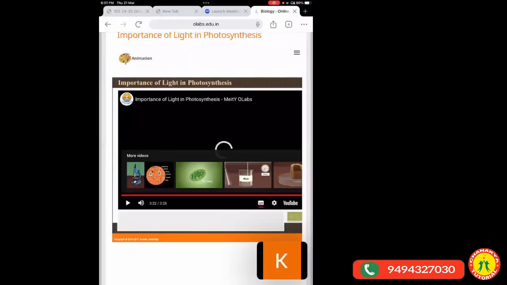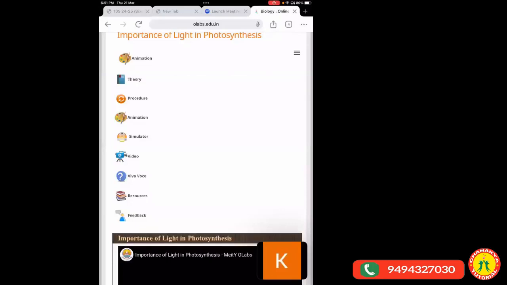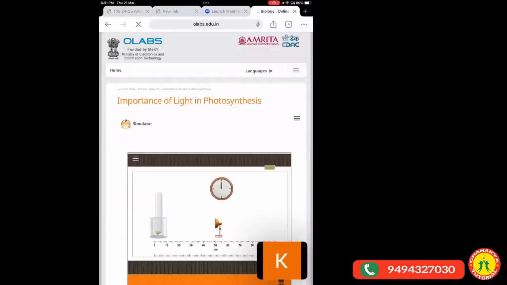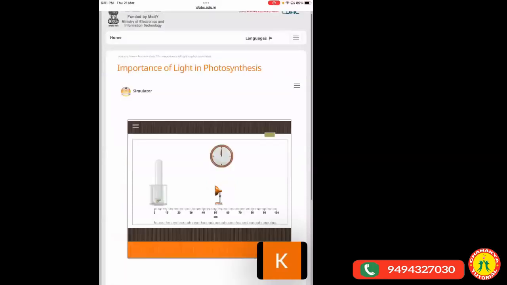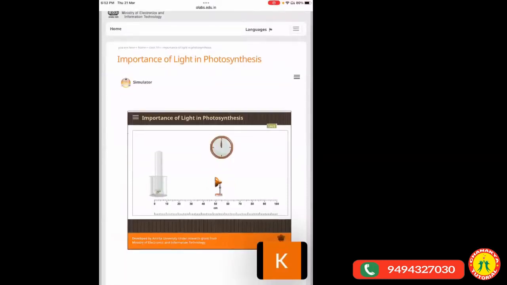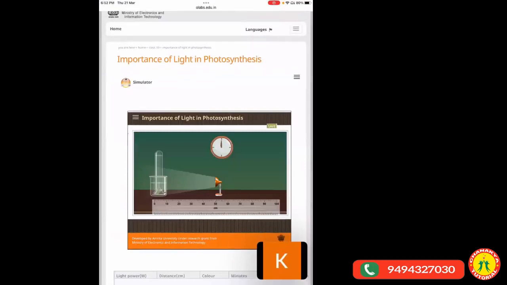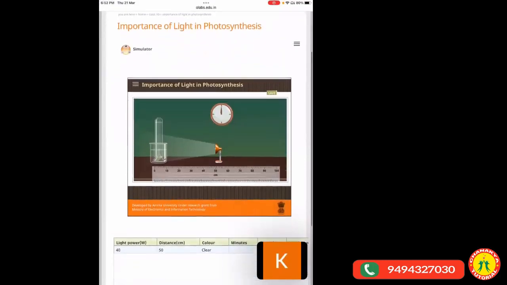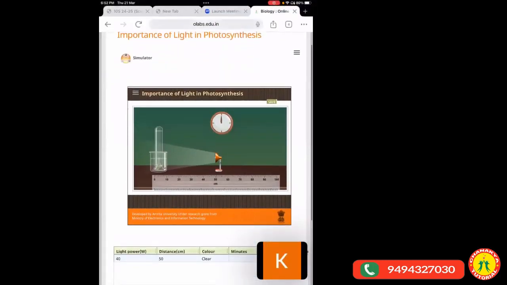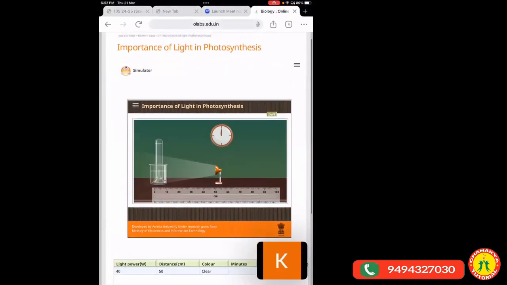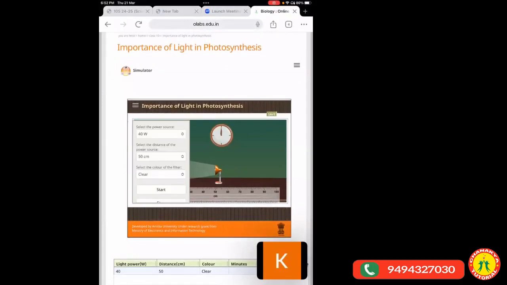We'll go to the next part now. So this was the animation we have watched. After that we have the simulator. So you can try it by yourself. So what you can do, there will be somewhere, here, basically, you are giving them the instructions to work accordingly.